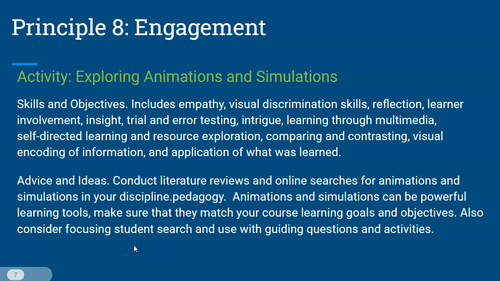Okay, and then the next principle was engagement, and the activity was exploring animations and simulations. This specifically works well in a science class, upper science, even middle school science. I've used it in a middle school classroom. The skills and objectives include empathy, visual discrimination skills, reflection, learner involvement, visual encoding of information, and application of what was learned. Advice and ideas for this activity is to conduct literature reviews and online searches for animations and simulations in your discipline.